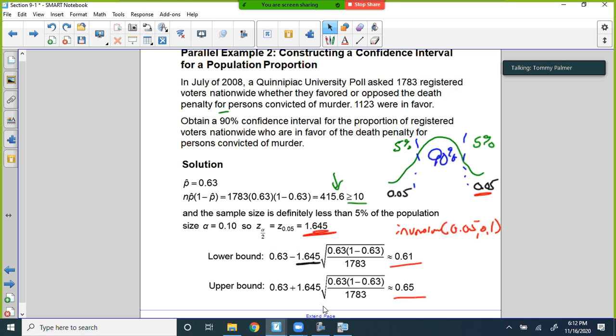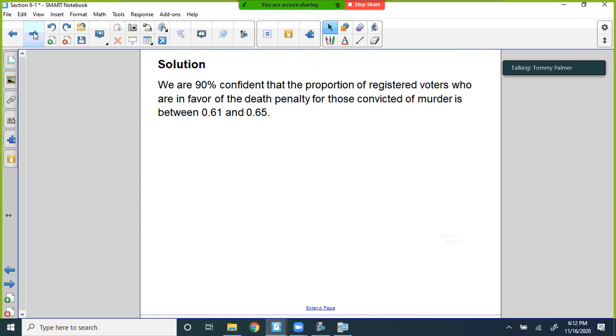So here's p hat by hand, and we've shown you how to do it on a calculator. Ain't that sweet? We're 90% confident that the proportion of registered voters who are in favor of the death penalty for those convicted of the murder is between 0.61 and 0.65. A proportion, which means the number divided by the what? Total population, right? Would fall 90% of them, right?